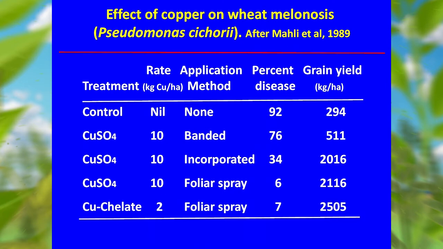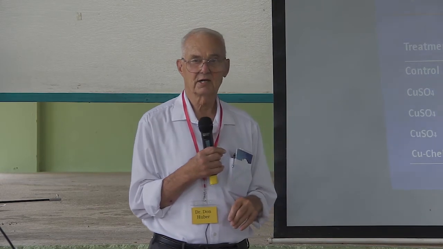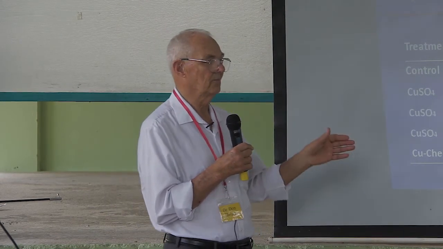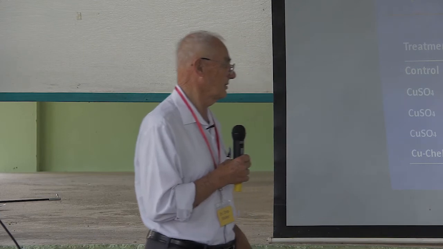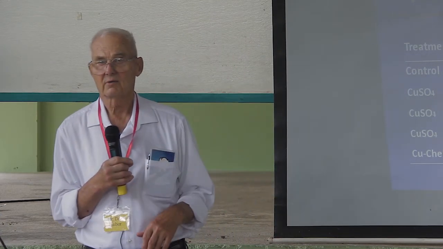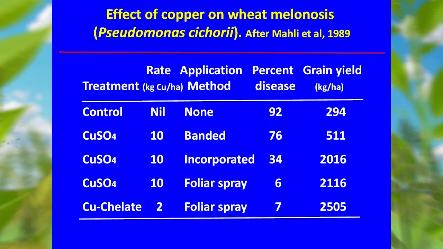You find the effect of copper on wheat melanosis, which is a Pseudomonas bacterial pathogen. And you can see there are various ways that we can add copper. If we incorporate it, you'll see the biggest drop from the banded. Roots aren't getting into that band, so you don't have as much uptake if you band it than if you have it broadcast, with all of the roots over the whole root system. See a foliar spray here, or with the copper chelate or copper phosphonate to reduce the amount. You can use much less of it because it's more efficiently moved and available in the plant to meet those physiological needs.